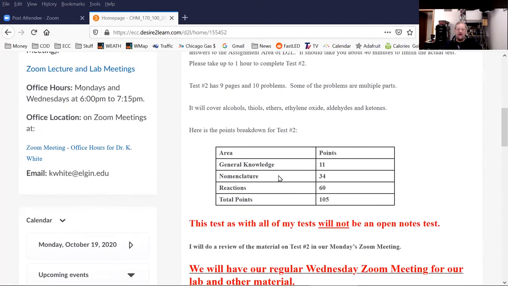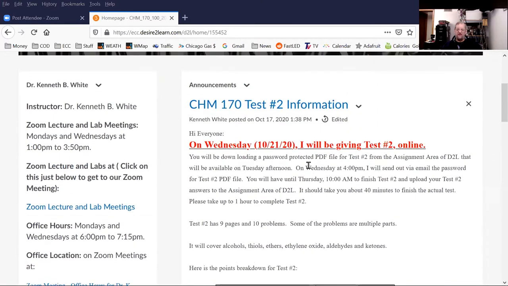A couple things real quick. For nomenclature, remember there are two types of nomenclature questions. One is, here's the structure, give the IUPAC name. The other is, here's the name, and that includes both common and IUPAC, draw the structure. And reactions, the bulk of these, except for 3 or 4, I can't remember exactly, are give the organic product or products. Those 3 or 4 are give the starting materials, the reactants for the following reaction. And that's test number 2 material.